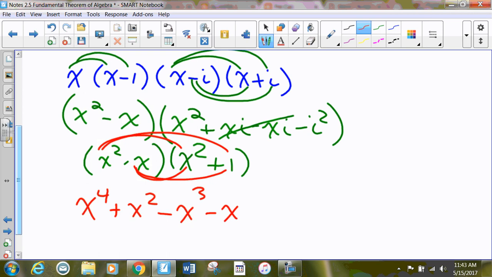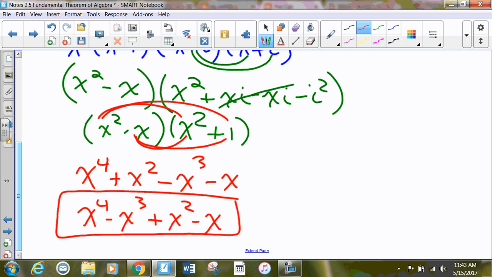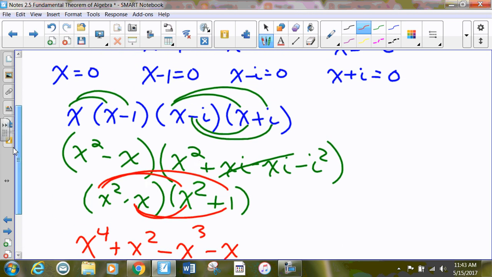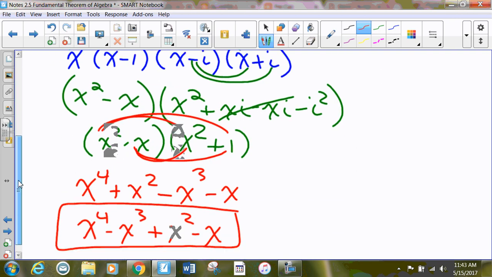Are there any like terms to combine? No, let's just get it in descending order so it can be in the proper form. Whew! There we go. This is the function that has the 4 zeros of 0, 1, i, and negative i. There it is.